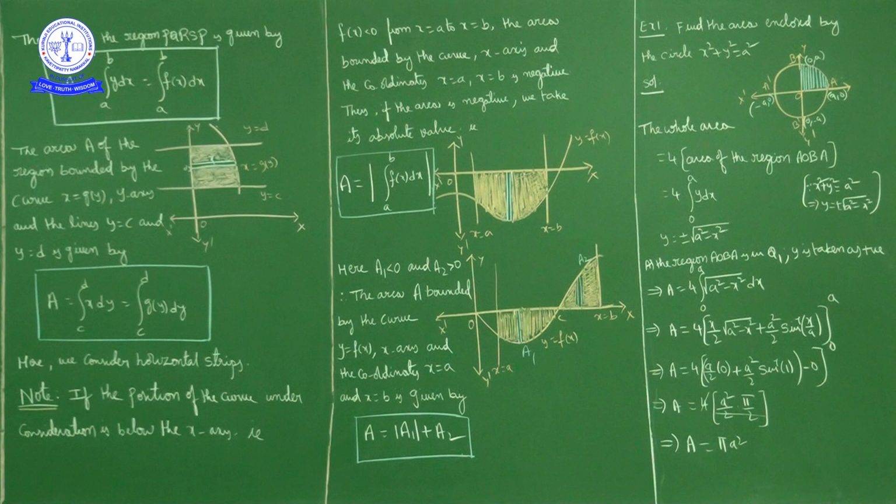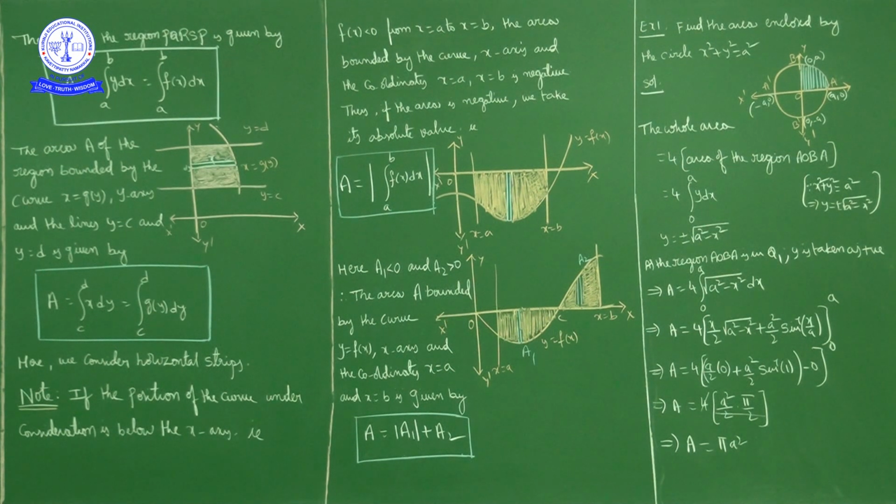Now when the graph is completely above the x axis, like in the first case, you will get the area value as positive. Suppose the graph is completely below the x axis.